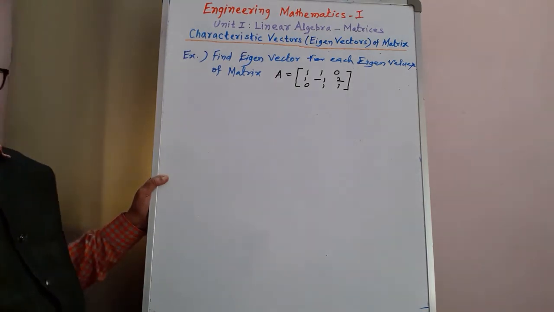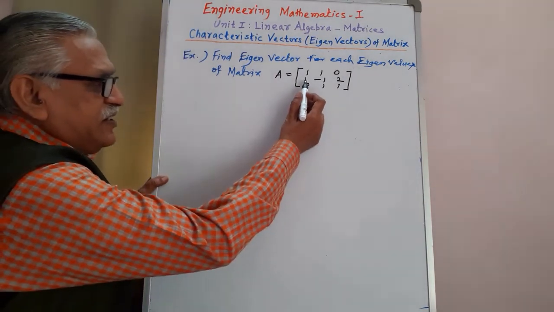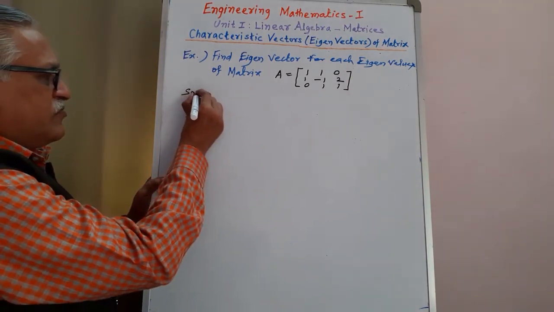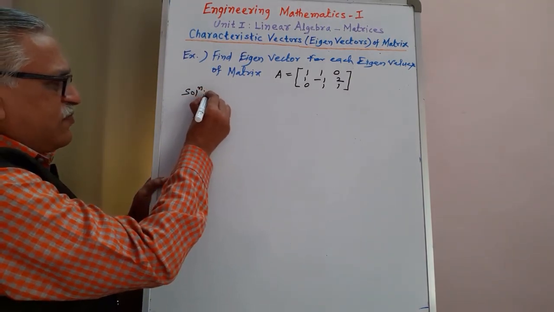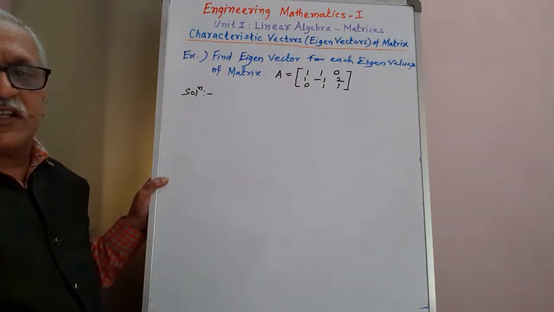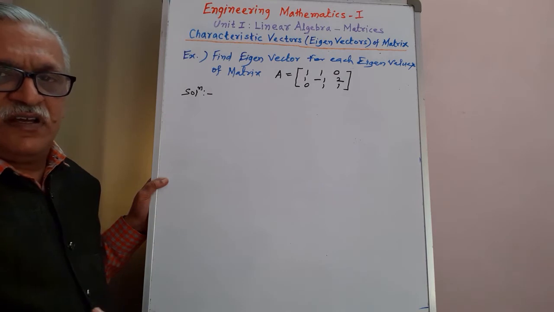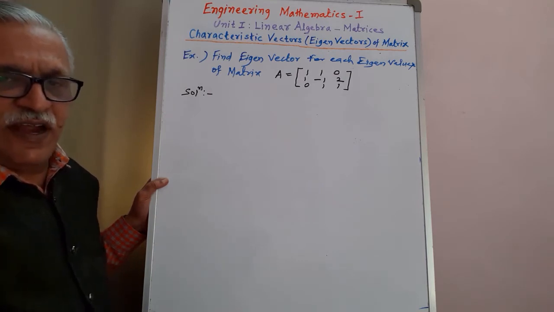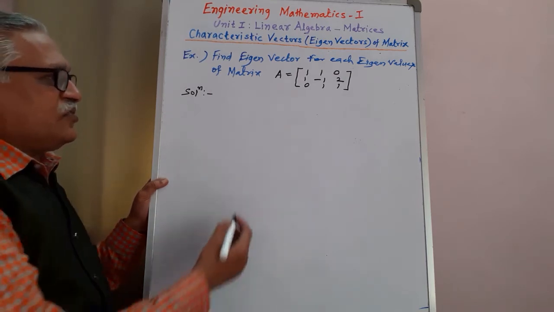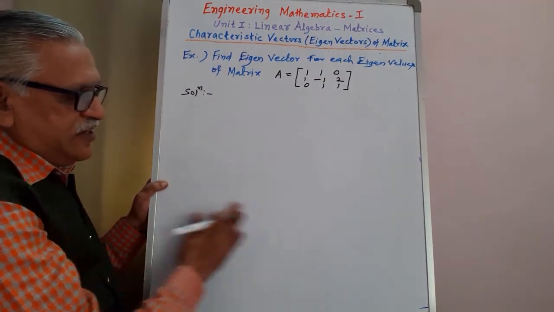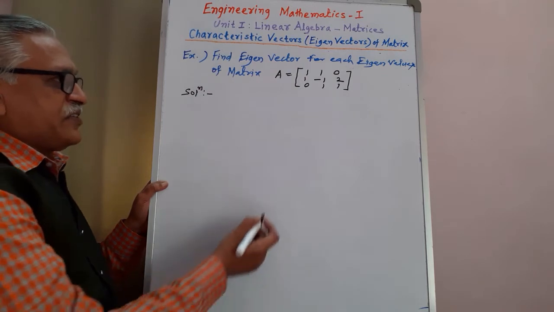The given matrix is a square matrix of order 3 by 3, 3 rows and 3 columns, and therefore we are required to obtain the eigenvector corresponding to each eigenvalue. Therefore the first step is to find the characteristic equation and the corresponding eigenvalues, as I have discussed in the earlier lecture.